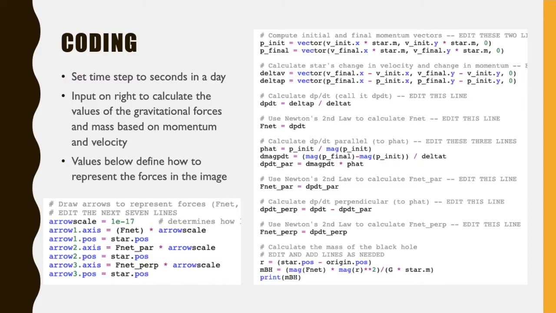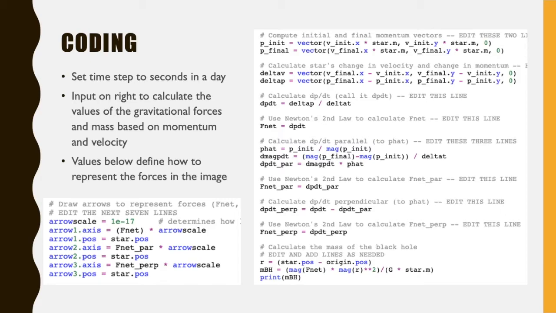With a known initial velocity, we are going to find the initial and final momentum by multiplying the mass times the known velocity. Then we are going to calculate the change in velocity as well as the change in momentum. With the change in momentum known, we are going to find the rate of change of momentum by dividing the change in momentum by the change in time. Then we are going to set this equal to net force.